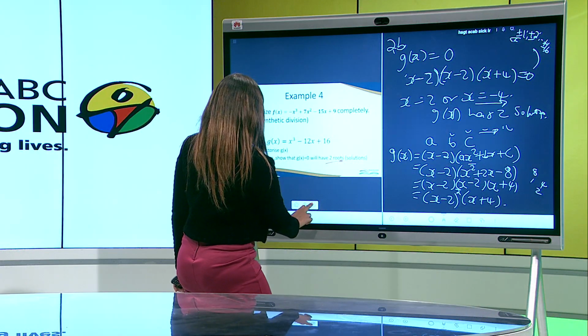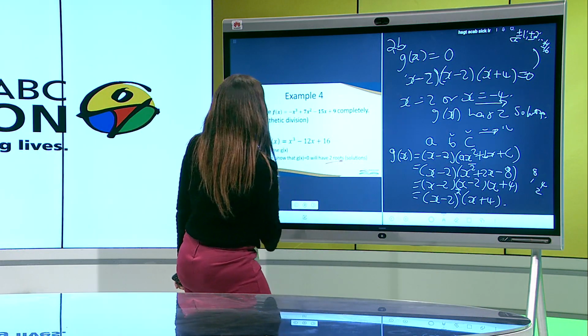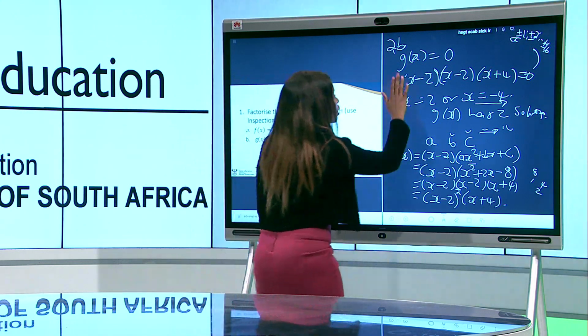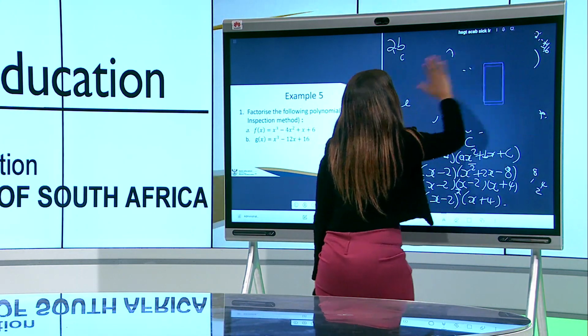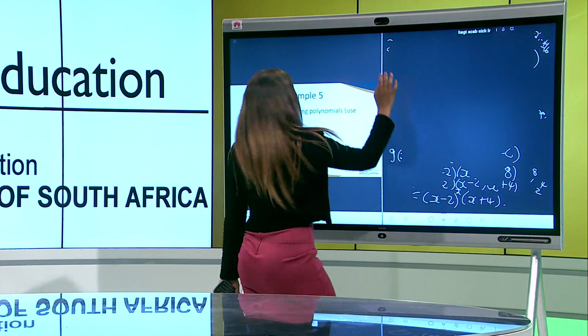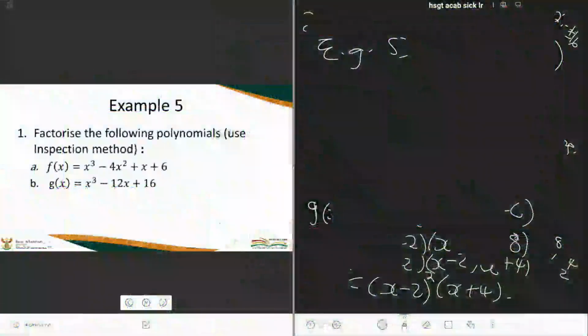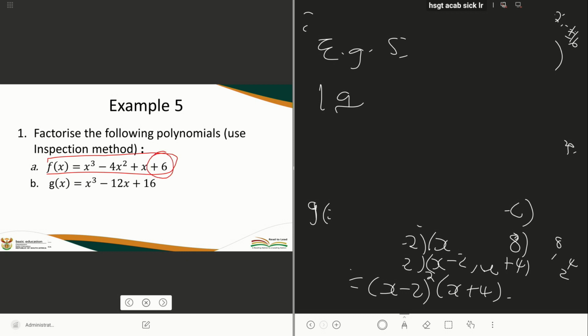Because we don't have time anymore now, let's move quickly to the last example there. But now I'm going to use the other method, inspection method. Let me be fast on this one. The inspection method, example number 5, the inspection method. You are required to factorize the following polynomials by using the inspection method. So by this inspection now, I don't have to copy down this question. It's already there. You already know the factors of plus 6 is plus or minus 1.